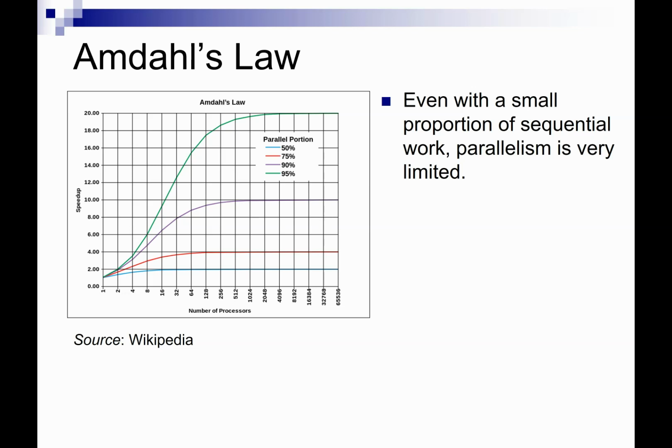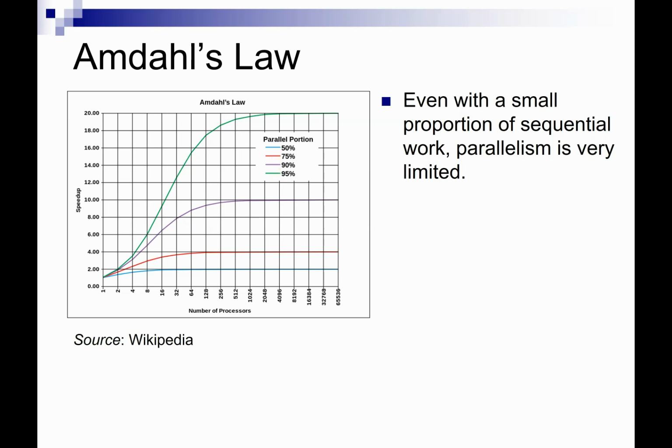So for example, this blue line says that the sequential portion of your program is half of your program. Half of your program cannot be parallelized, and the other half can be. The red line says that 75% of your program can be parallelized, so there's 25% that's sequential. And here there's 10% that's sequential, and here there's 5% that's sequential.